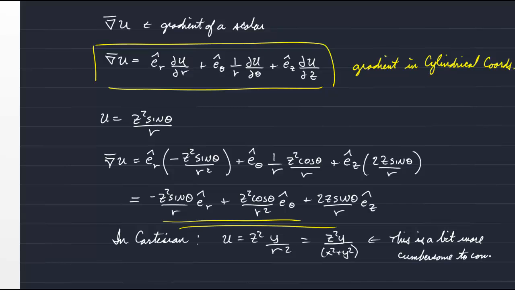To compute grad u in Cartesian coordinates, it's not hard to do. You just have to be careful, and you'll be using a bit more lead in carrying it out. So this is an example of a situation in which the gradient in cylindrical coordinates is quite a bit simpler to write out.